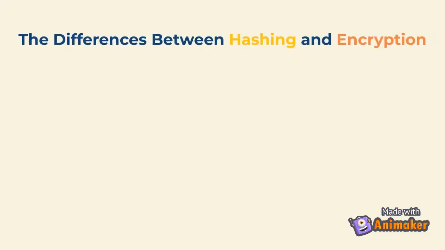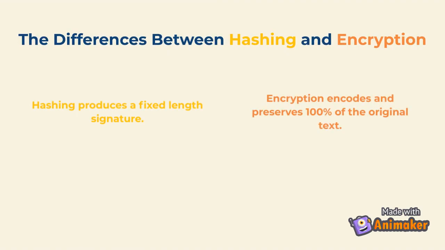Finally, let us talk about the differences between hashing and encryption. Hashing produces a fixed-length signature while encryption encodes and preserves 100% of the original text. While encryption is reversible, hashing is not. Encryption is a two-way function that includes encryption and decryption, whereas hashing is a one-way function that changes a plain text to a unique digest that is irreversible.